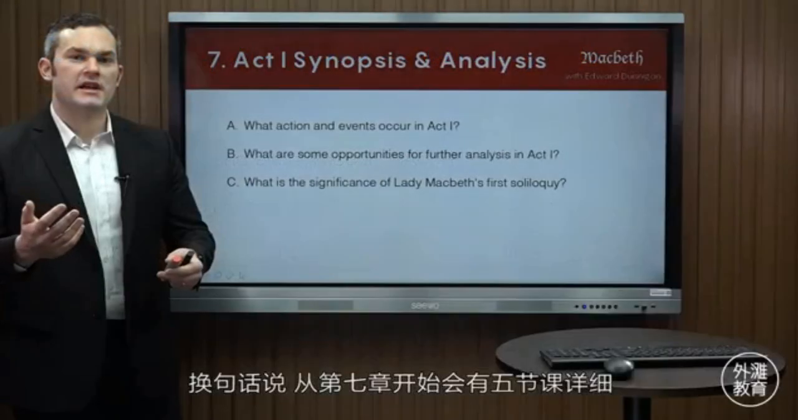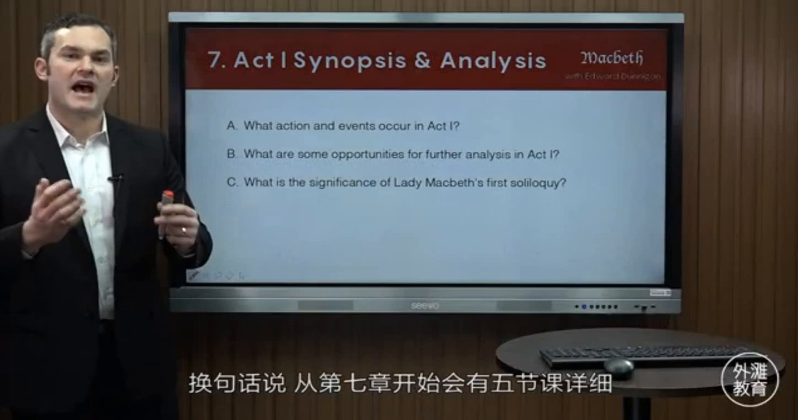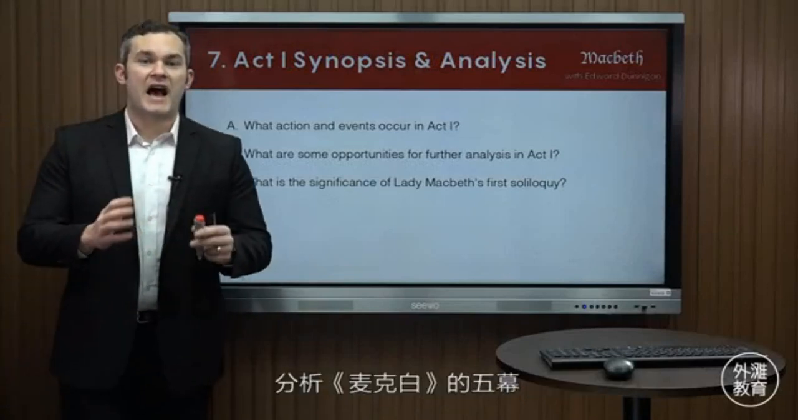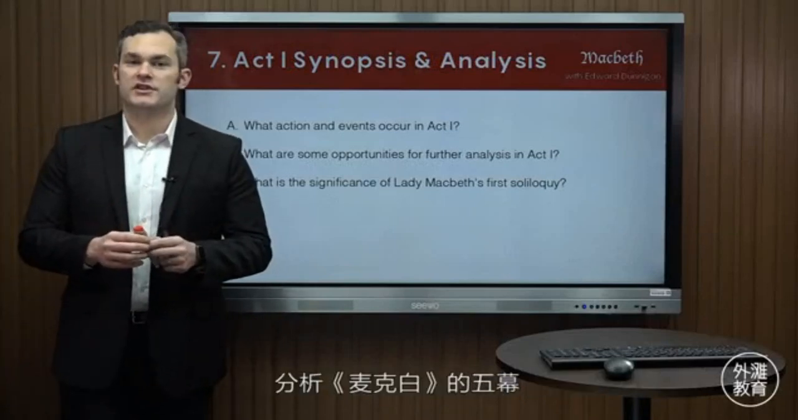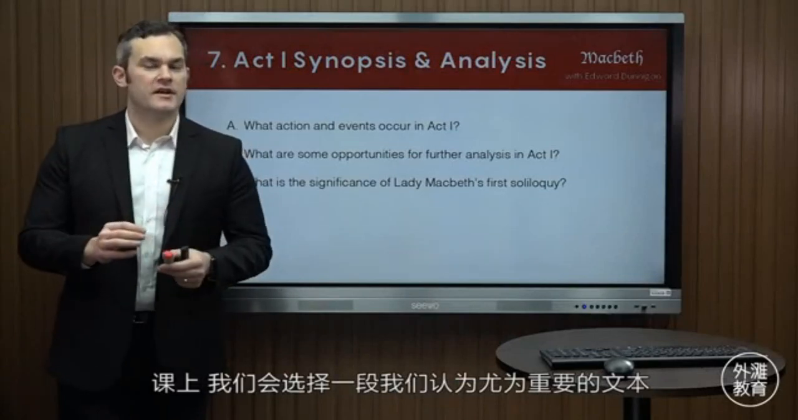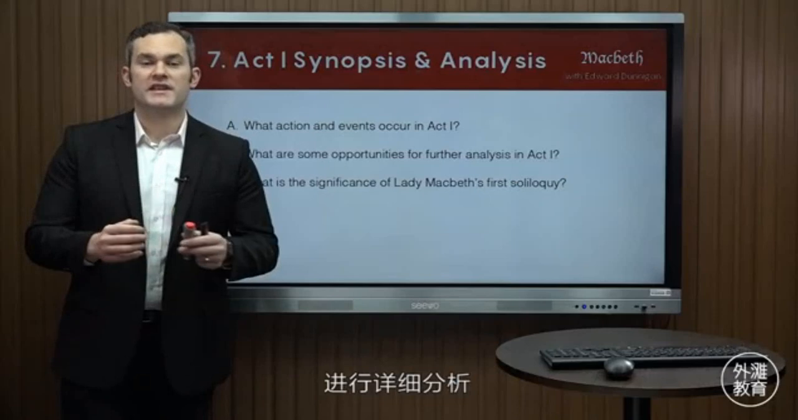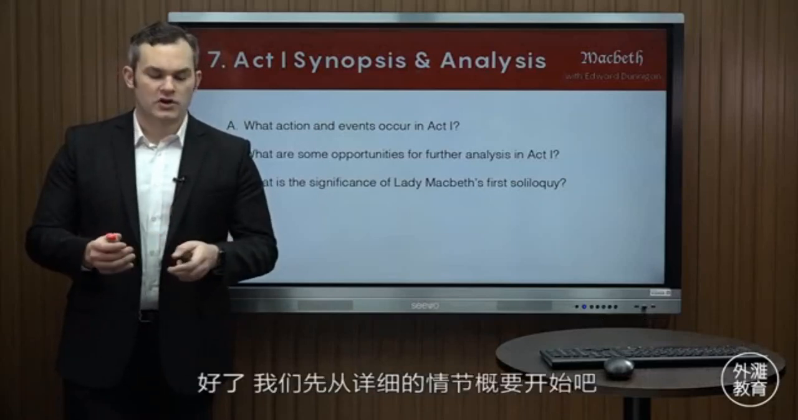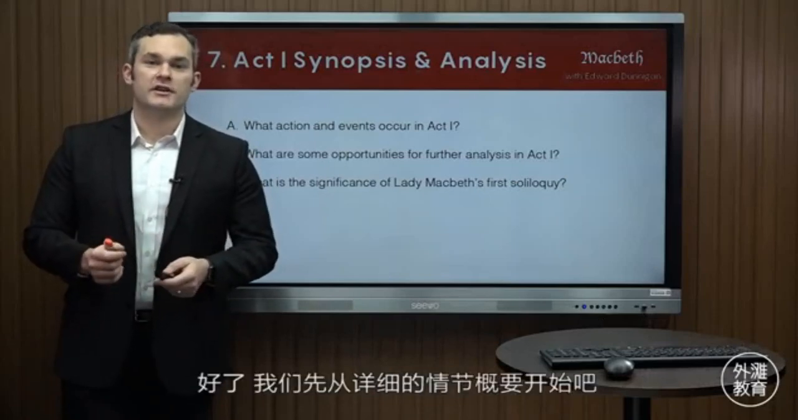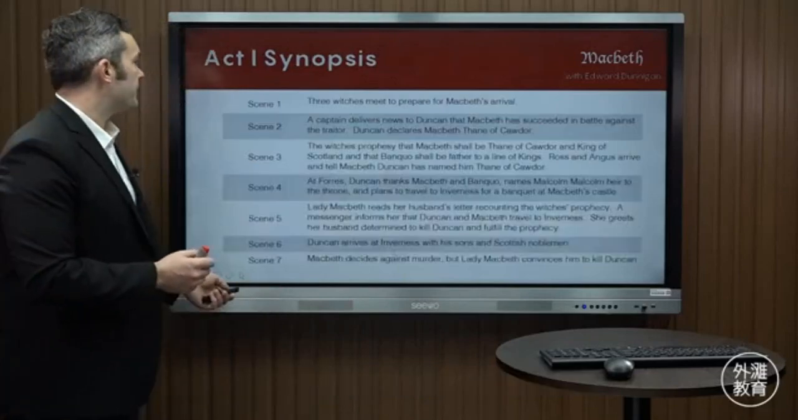So in other words, in each of these 5 lessons that analyze in greater detail the 5 acts of Macbeth, starting with section 7, we're going to choose one speech that we think is particularly meaningful, and we're going to go into that in detail. So let's go ahead and get started with a more detailed plot synopsis.